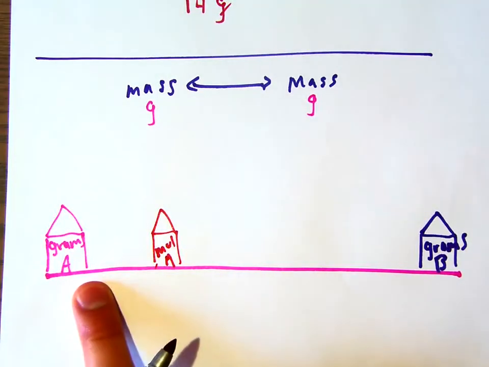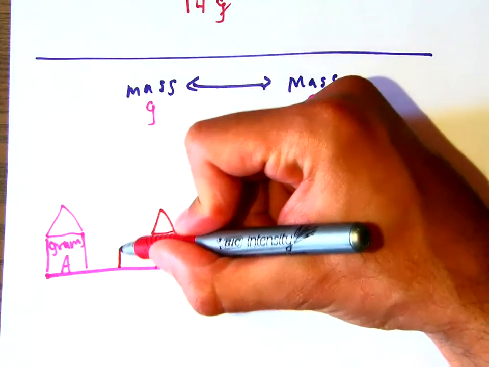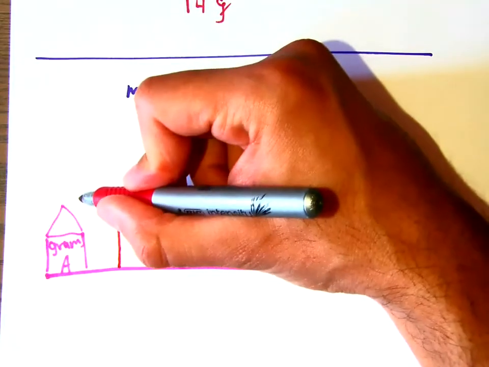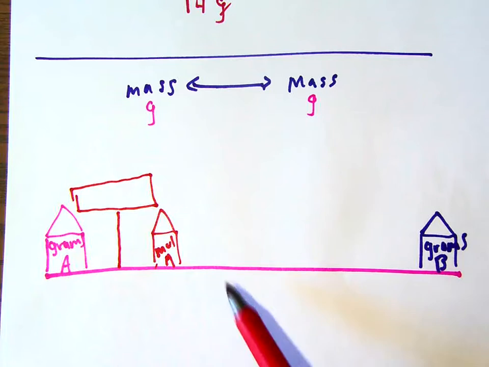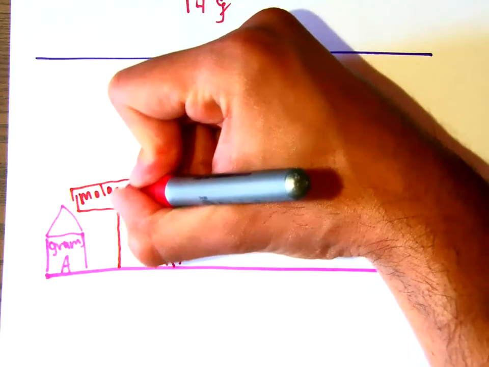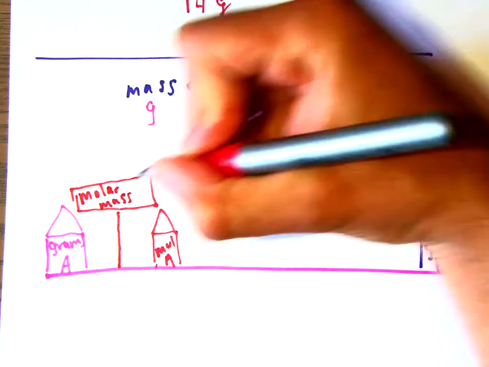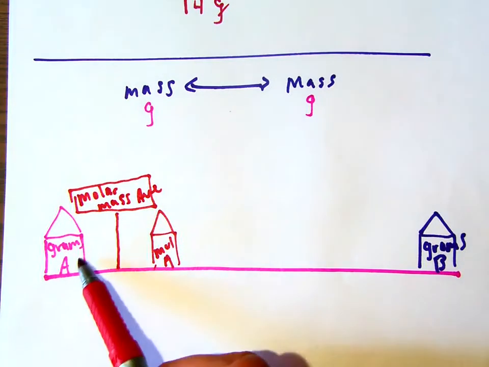To go from grams to moles, we should know how to do that already. Let's say we have to go through this specific street. What would that street be? How do we go from grams to moles? Well, we use molar mass. So let's say this is Molar Mass Avenue. So we've traveled from here to here.